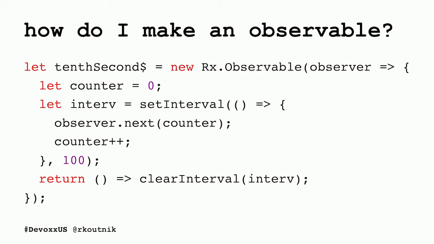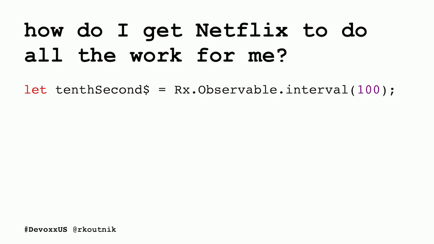So, of course, this sounds complicated. Even though this is only maybe 6 or 7 lines of code, that's a lot of new stuff to learn. So I'm sure the next question in everyone's mind is, how do I get Netflix to do all the work for me because I'm lazy? And fortunately, there's a way. In Rx, we have our own observable type called interval that does exactly what you just saw. There is no functional difference between these two snippets of code. This one's just simpler, and someone at Netflix gets the headache if there's a bug in it.